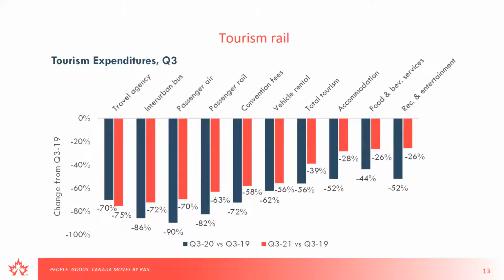but this is better than it was in 2020, because in 2020 Q3 we were 82% below 2019 Q3 levels. So you'll see the red bars are less negative than the blue bars, which means 2021 Q3 is doing a bit better than 2020 Q3, and total tourism expenditures are down 39%, whereas they're down 56% in Q3 2020. So there's a bit of a recovery happening, but we've still got a long way to go in tourism. All right, next.